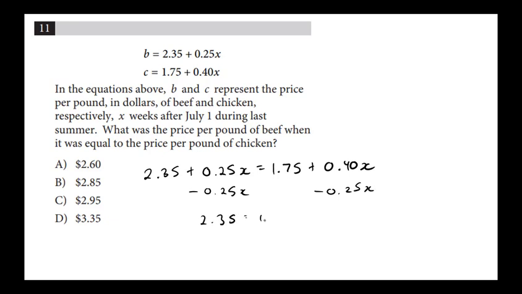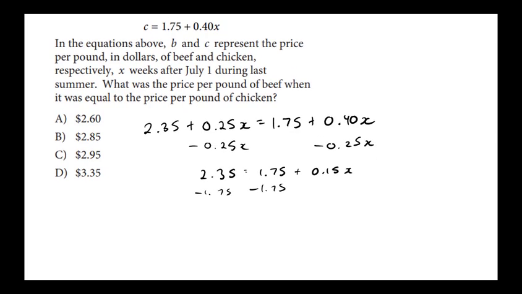2.35 equals 1.75 plus 0.15x. Then I'm going to subtract 1.75 from both sides. So that's going to give me 0. 3 minus 7 doesn't work. Bring it over. 13 minus 7 is 6. So that's 60 cents. Probably should have seen that straight away.